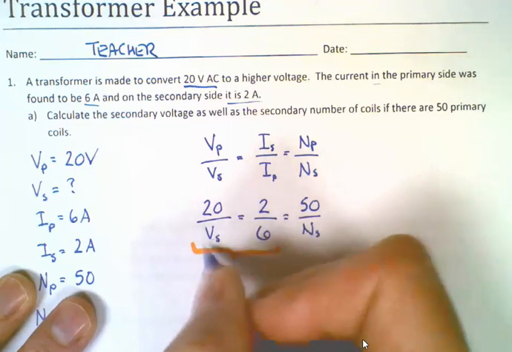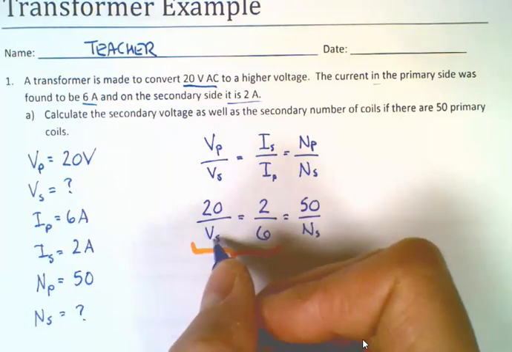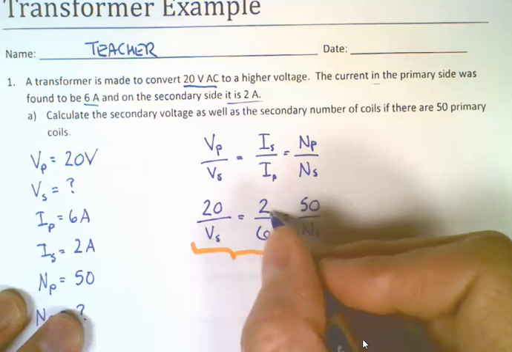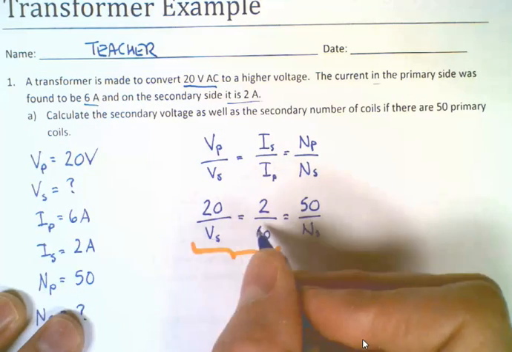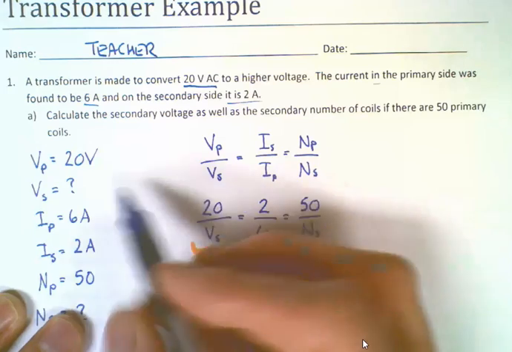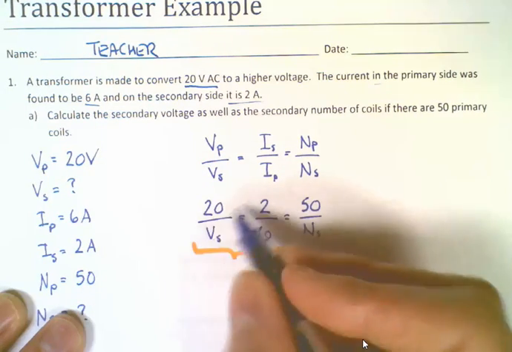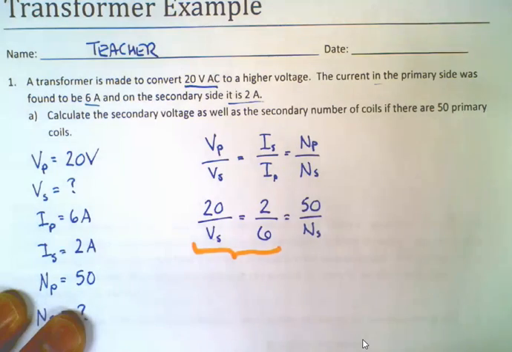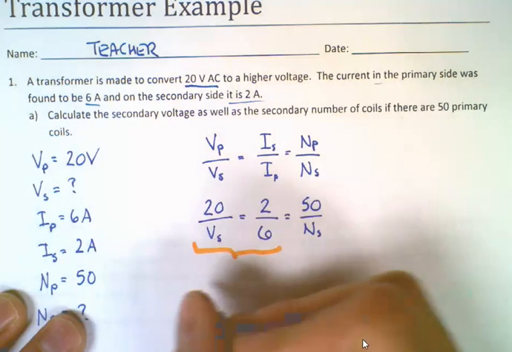So you can see the secondary voltage must be 3 times bigger than the primary voltage if the current drops from 6 down to 2. Since that factor is 3, our VS, which must be bigger than 20, is going to go up to 60. So we can see that even without doing any mathematics, if you will.